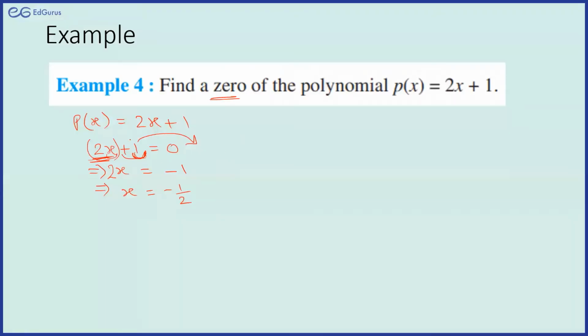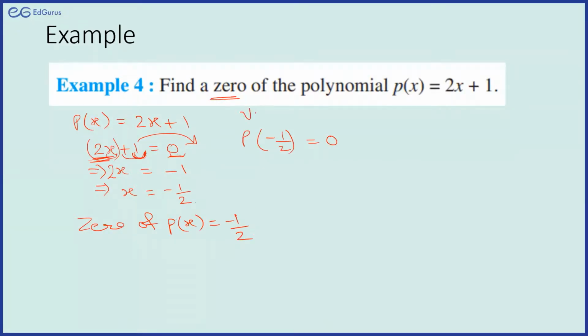So what did we do here? We found the value of x for which 2x plus 1 is equal to 0. So for x equal to minus 1 by 2, we've said the polynomial's value becomes 0. Now, according to us, p of minus 1 by 2 is 0. So the zero of this polynomial p of x is equal to minus 1 by 2.